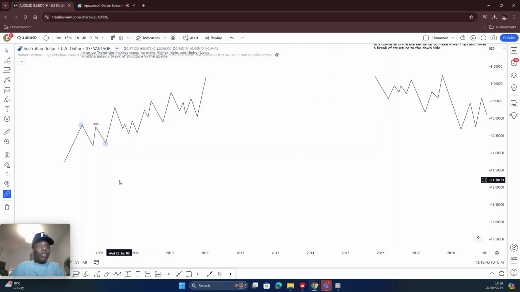Onto the next. Now we can see that price is giving us our push phase here. The push phase ended right there, now giving us our pullback phase.